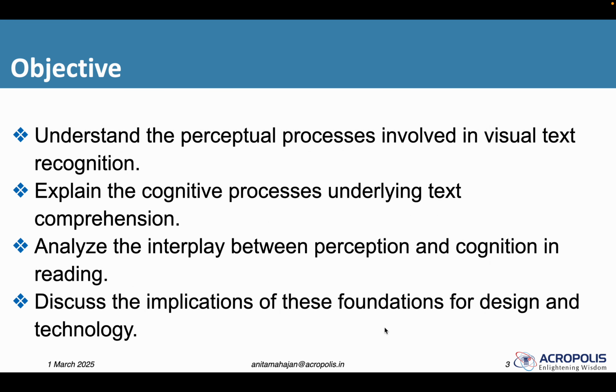Objective of the video. In this video, we aim to understand how we perceive text visually, explore how cognitive processes like attention and memory influence reading, discuss how perception and cognition work together during reading, review key models and theories, and apply this knowledge to real world examples in education, UI design, and accessibility.